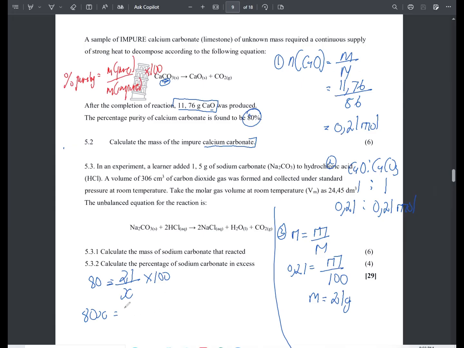So this will give us 2,100. Then we can divide both sides by this 80. And then we find that the mass of the impure is what? Is actually 26.25 grams. So from the 26.25 gram, only 21 gram actually reacted. So in other words, only 21 gram was actually the pure sample. And then this is all the what? The impure sample.